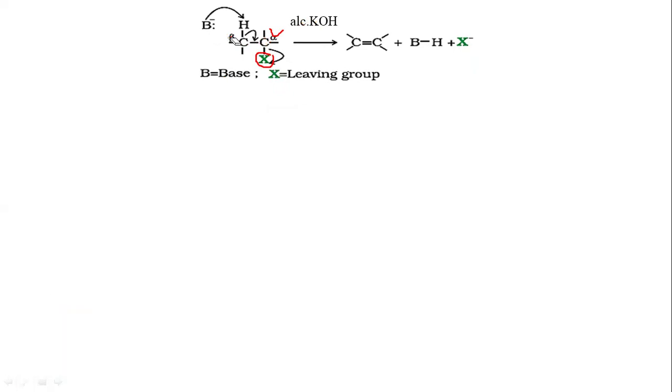See, in this, clearly it is shown, this is the base. It picks this hydrogen, electron density is shifted here, and X is removed. So we get here BH, means in this particular example, we get here water plus X minus. X minus means this X will be removed and this KX will be prepared. X is here the leaving group.